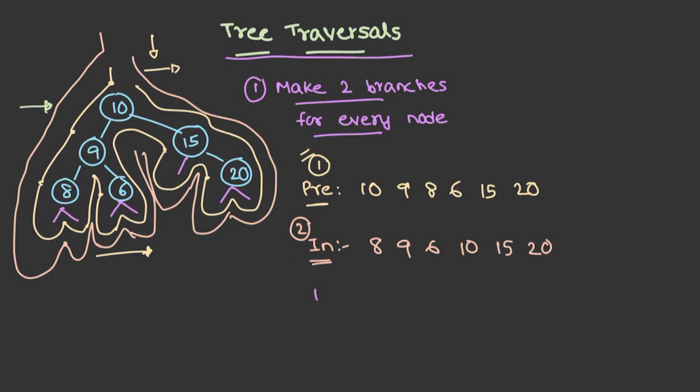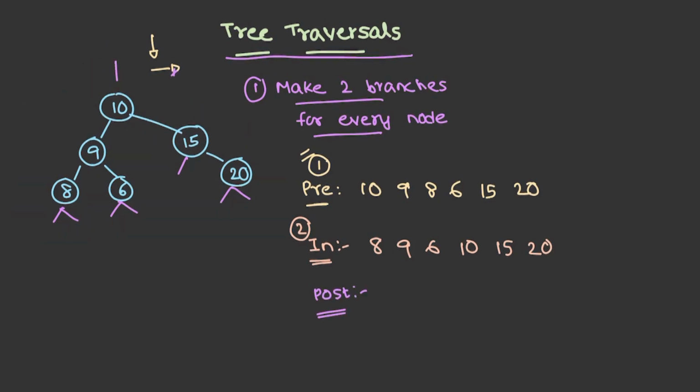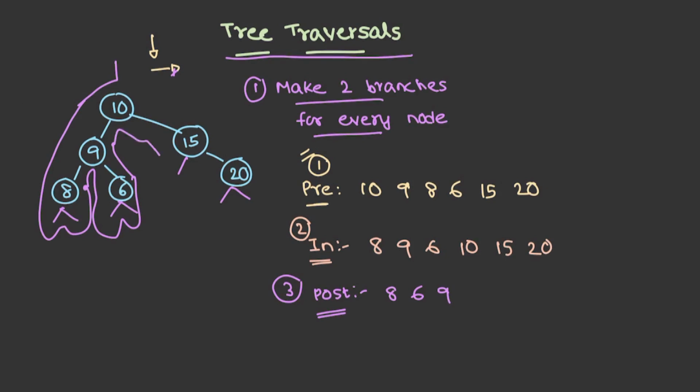In a similar way, let's write the post-order traversal. I have to visit top down, left to right, and write a node when I visit it for the third time. Now I am visiting node 8 for the third time, so I write 8, 6, 9, 20, 15, 10. If we observe, these are the tree traversals for this tree. If you want the level order traversal, it is 10, 9, 15, 8, 6, 20.